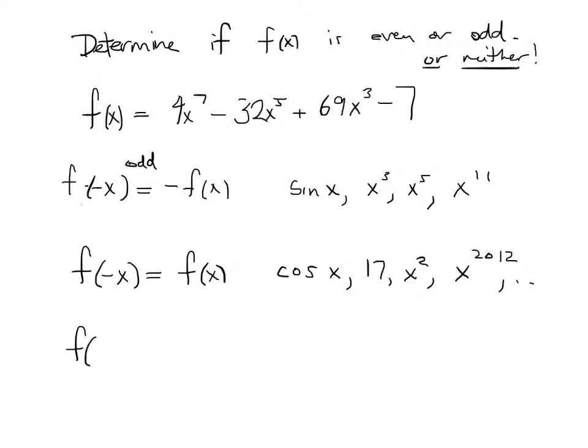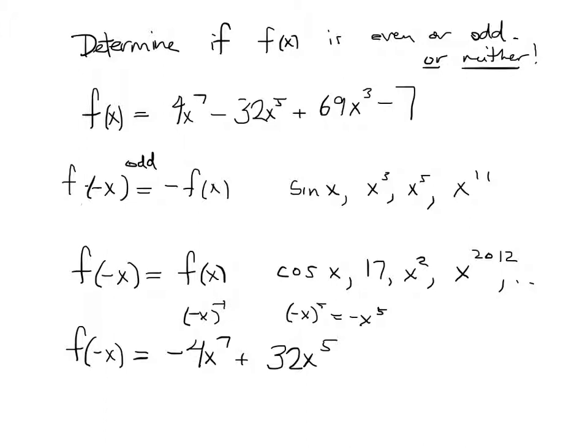So let's look at f of negative x. It'll be negative 4x to the 7th, positive 32x to the 5th. I'm skipping the details because we know that negative x to the 5th turns out to be negative x to the 5th. Negative x to the 7th is negative x to the 7th, etc. And of course, if the exponents were even, then the negatives would go away. All right, so negative 4x to the 7th plus 32x to the 5th minus 69x cubed.